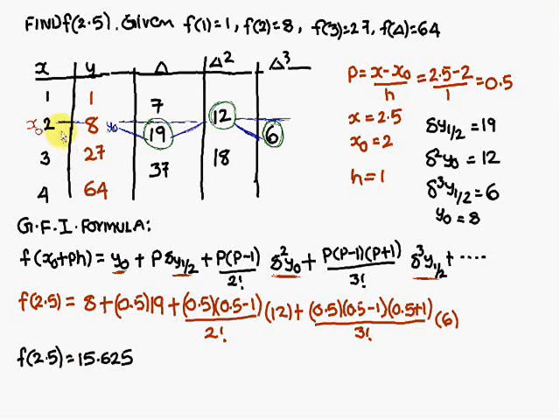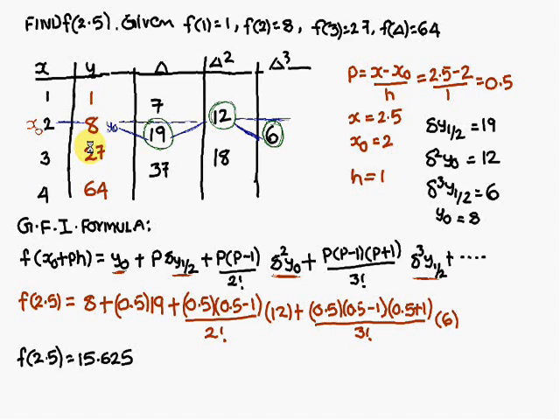So let us check whether this value is correct or not. 2.5 lies between 2 and 3. Therefore the answer should lie between 8 and 27. So 15.625 anyway lies between 8 and 27. Therefore the answer is correct.